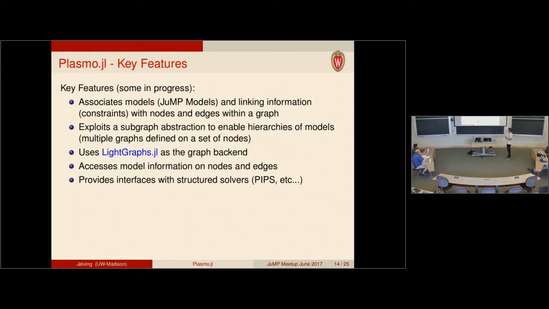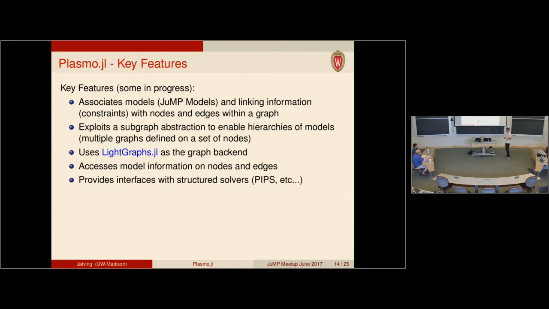And so now that I've managed to cover a lot of the motivation, let's go back to the key features, and some of these are still in progress. I'm hoping to knock these out really soon. We can, of course, associate models. In this case, up to this point, it's always been JuMP models and linking constraints, which are just typical constraints, with the nodes and edges within a graph. We exploit the subgraph abstraction, and this enables developing these hierarchies of models. Again, we can define multiple graphs on one set of nodes. And again, a node can only have one component model.